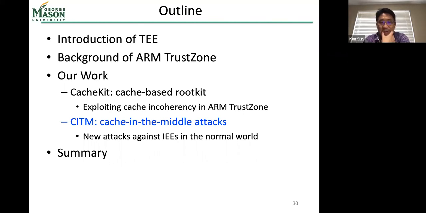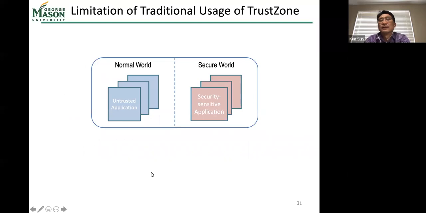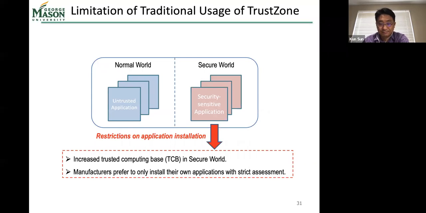So now let me talk about the second work. This is this year's CCS paper. First, let's talk about what an IEE is. The traditional usage of TrustZone has a secure world and a normal world, also called the non-secure world. There are some limitations to this usage.